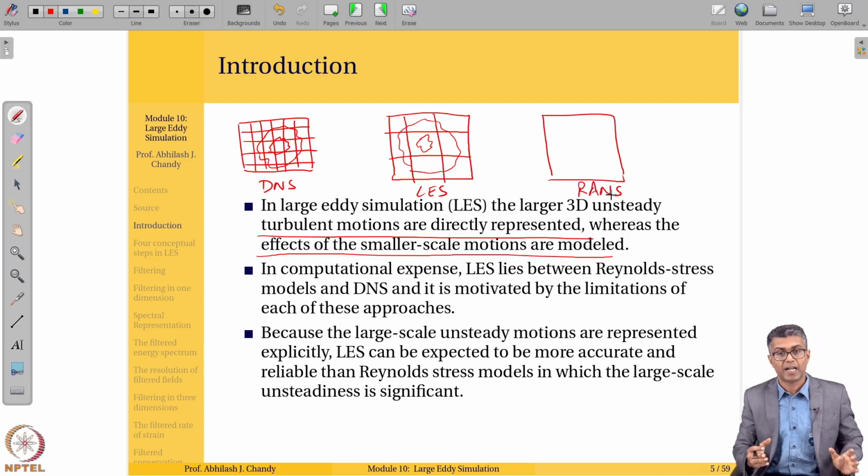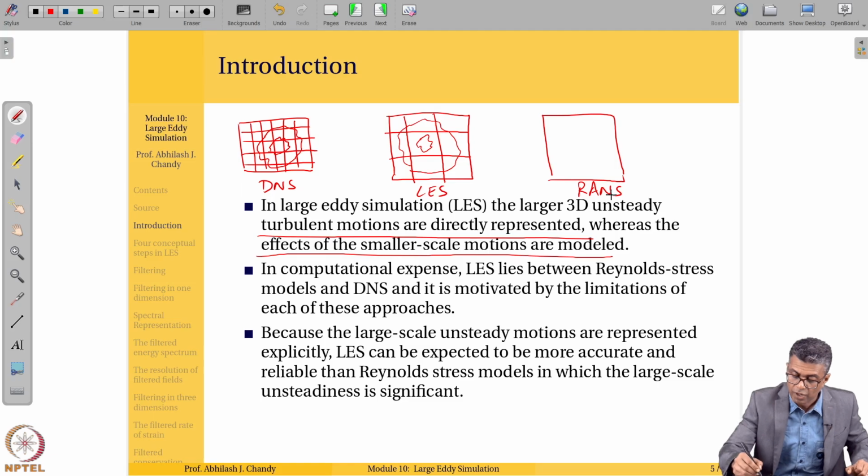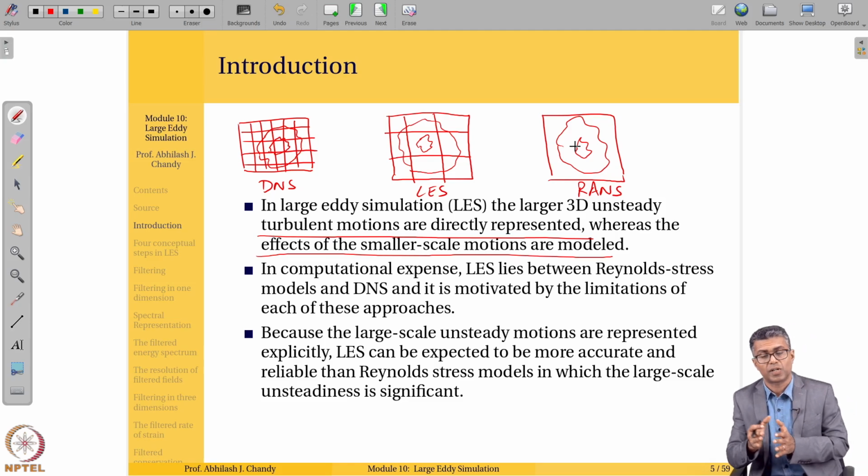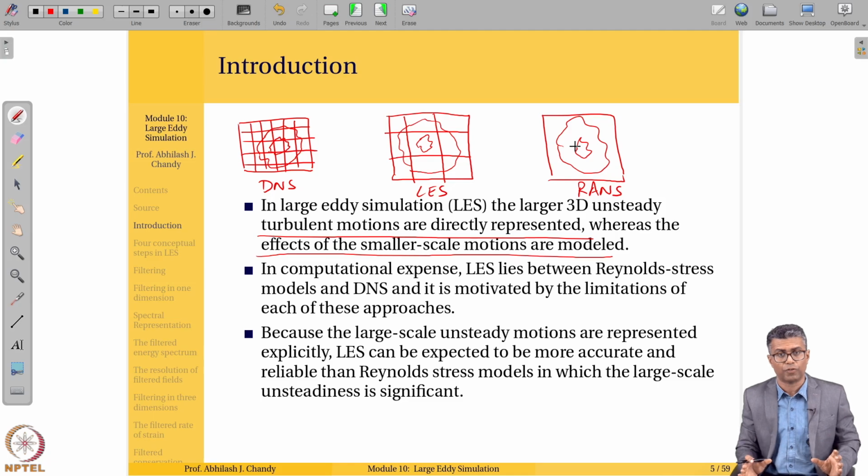Okay, so in a RANS grid, conceptually, you're not resolving anything. All the length scales are modeled. So your grid is this one here. So the large scales are modeled and the small scales are modeled as well. So this is the difference between DNS, LES and RANS. So this is sort of a schematic of it.